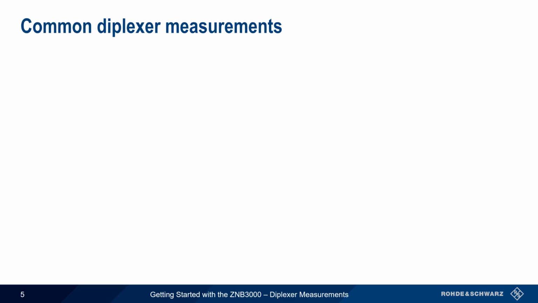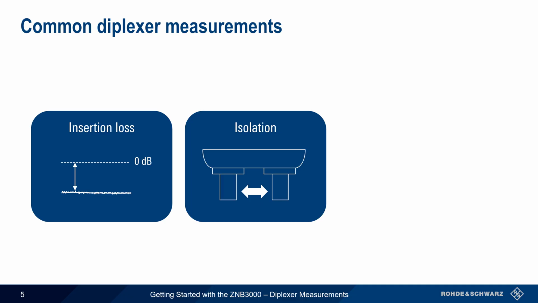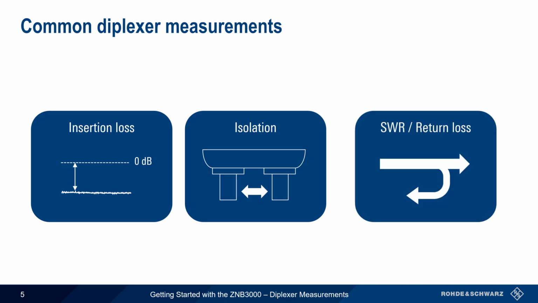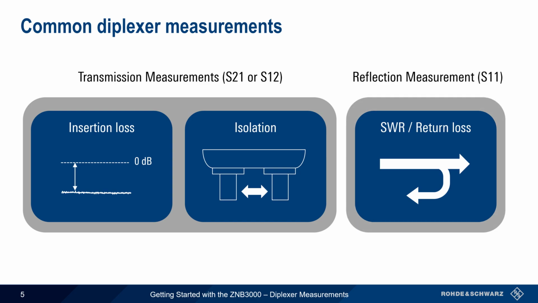There are three basic diplexer measurements: the insertion loss between each port and the common port, the isolation between the high and low ports, and the standing wave ratio or return loss seen at each port. The first two of these are transmission measurements, that is S21 or S12 measurements, and the third is a reflection or S11 measurement. In the remainder of this presentation, we'll cover each of these measurements step by step.